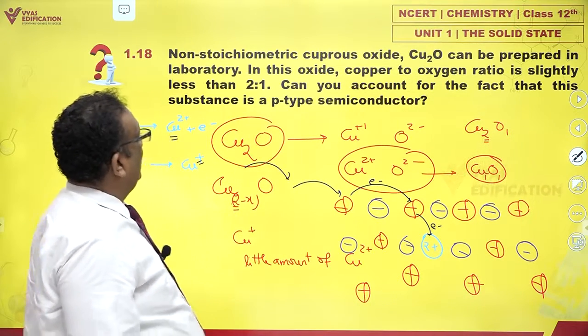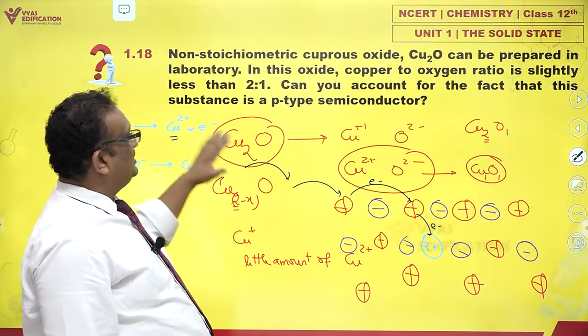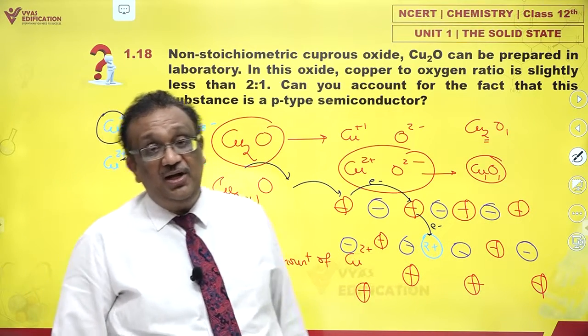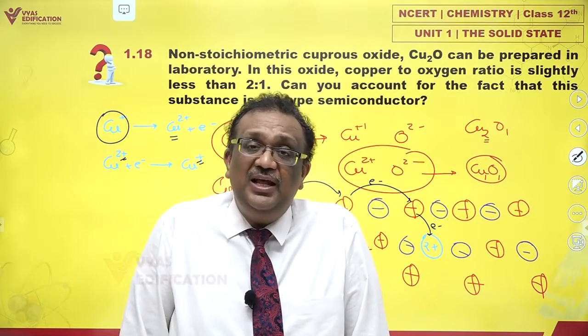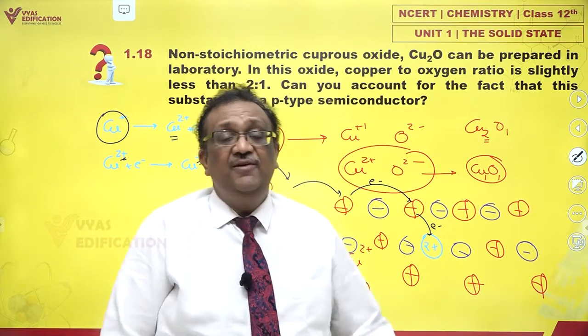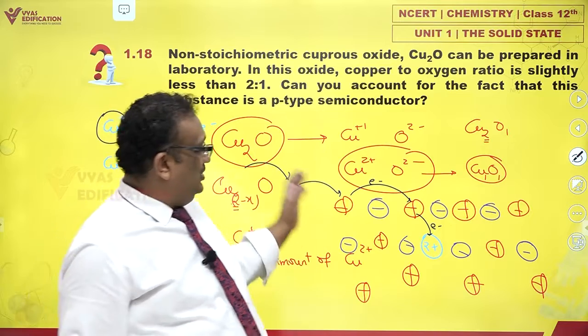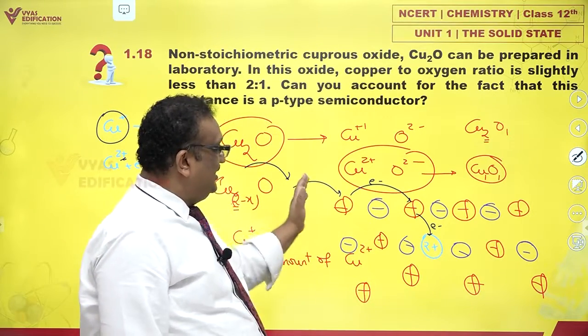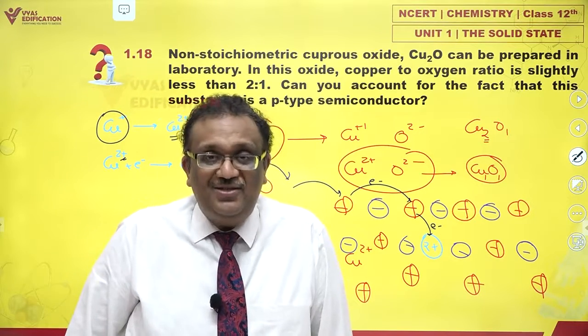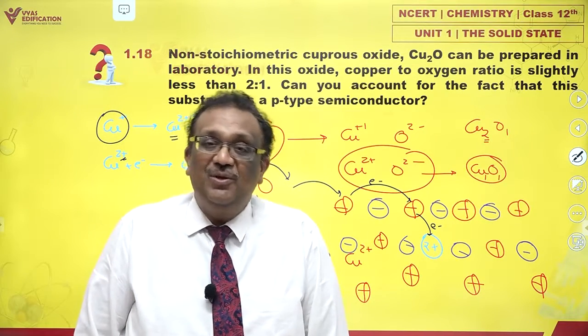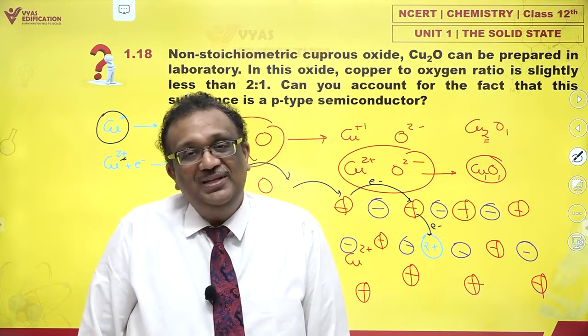So we can account for the fact that this substance is a p-type semiconductor because the presence of copper +2 cations serves as holes which attract the electrons from copper +1, and as these electrons from copper +1 jump in the direction of copper +2, it creates a very weak current of a semiconductor or a p-type semiconductor.